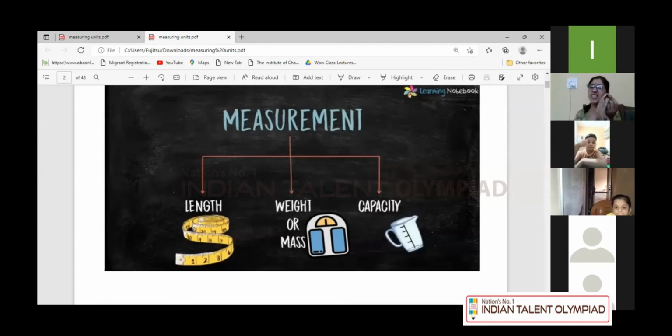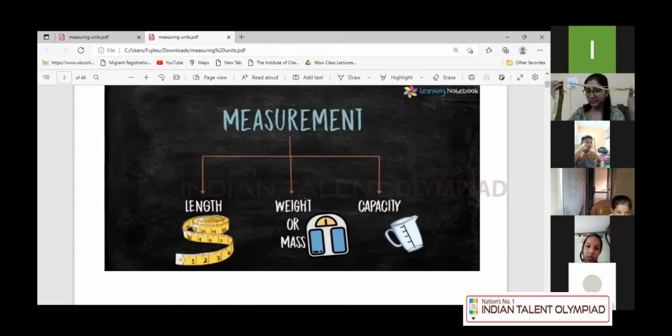Can I measure it in a liter? No. Suppose this is, do you know what this is? This is a centimeter, a measuring tape. Yes, it's a measuring tape. Good. And this is a measuring cup, right? This is a measuring cup. This is a measuring tape. This is a measuring cup.